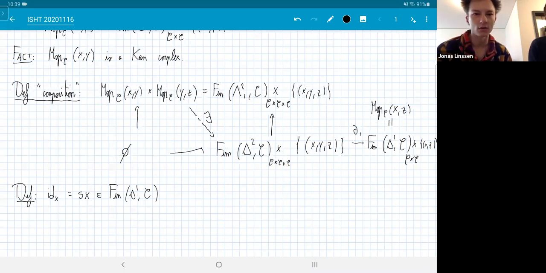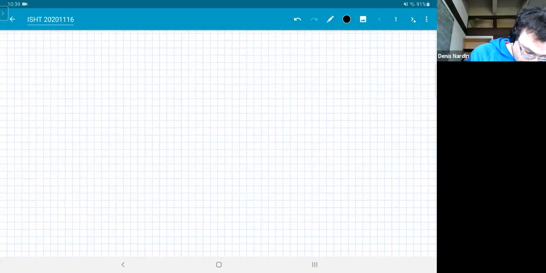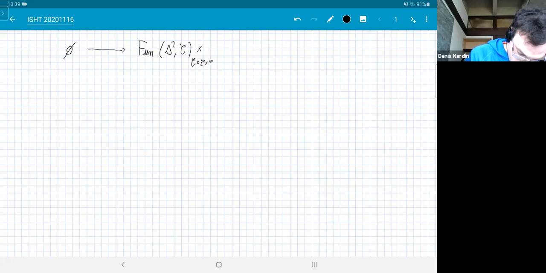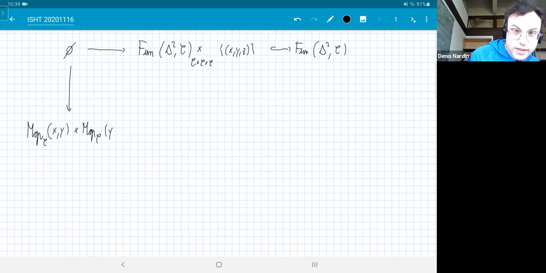Yes. I have a short question. Can you quickly elaborate a little bit on why this lift exists? Okay, so let me write it better. So where was I? From Fun(Δ^2, C) times... sorry, I'm writing a bigger diagram, so maybe it's going to be clearer. That's going to take me a second.